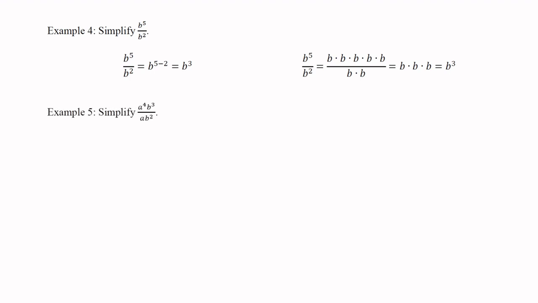Now let's take a look at a little bit more complicated example. So for this one, we are going to separate our a terms from our b terms, and then we're going to apply the quotient rule to our a terms and then to our b terms, and that gives us a to the 3rd b.